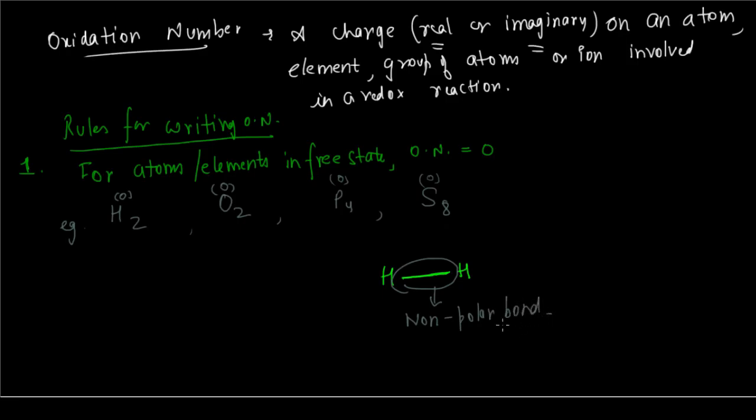And you know, if a bond is non-polar, then there will be no partial charges. That means electrons will not shift towards one atom in particular. They will be centrally placed in the molecular orbitals. That is why here there is no partial charge or no shifting of electrons towards one center. Hence, the bond is non-polar. Clear? And in this way, you can explain oxygen also, phosphorus also, sulfur also. In all cases, the non-polar bond is the reason why there is no partial charge between atoms, and hence they have zero oxidation state. Clear?